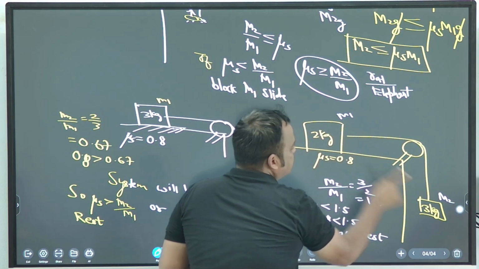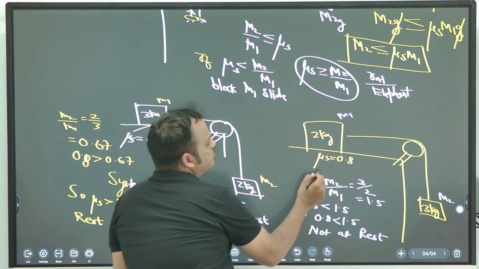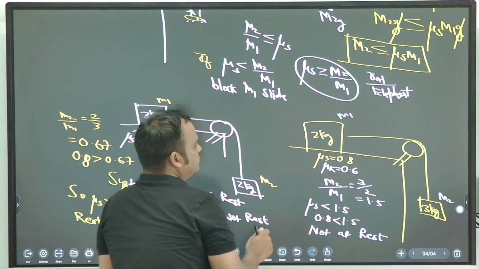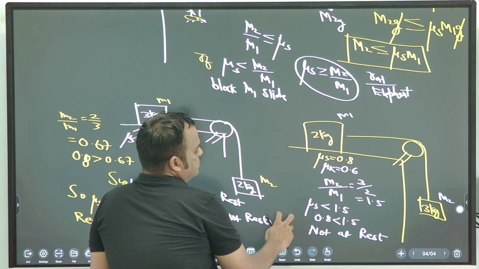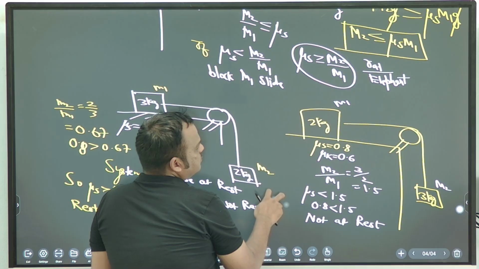This will move to the right side. This will go downward. So friction will act. Kinetic friction will act. Correct. We can calculate acceleration also. Suppose mu k is given as 0.6. So the system is not at rest.